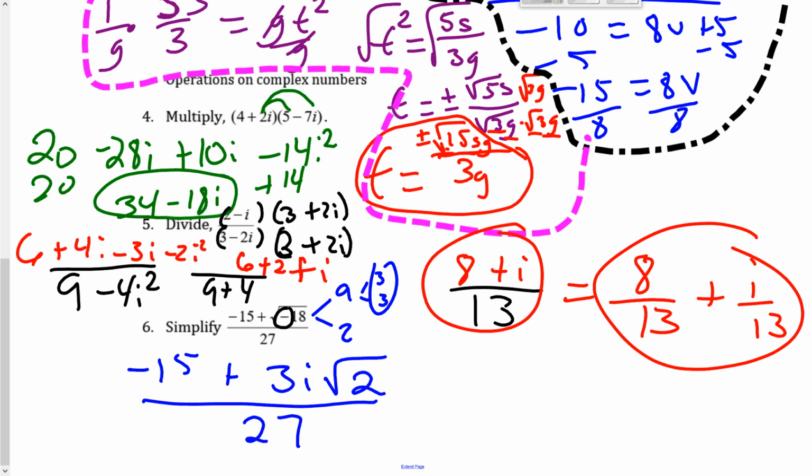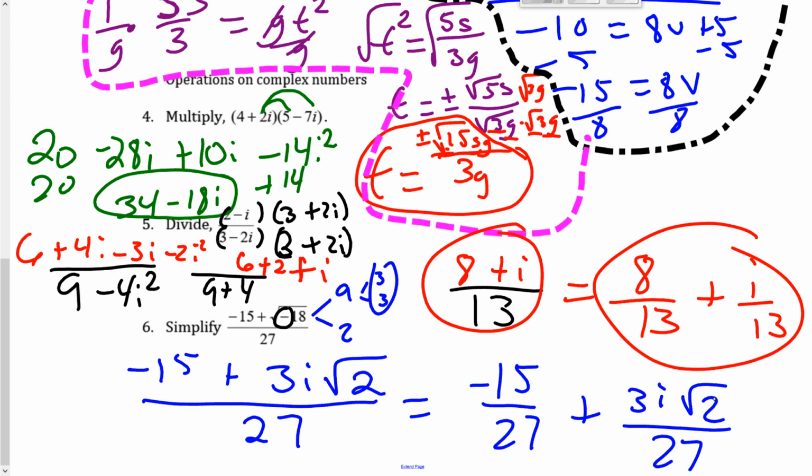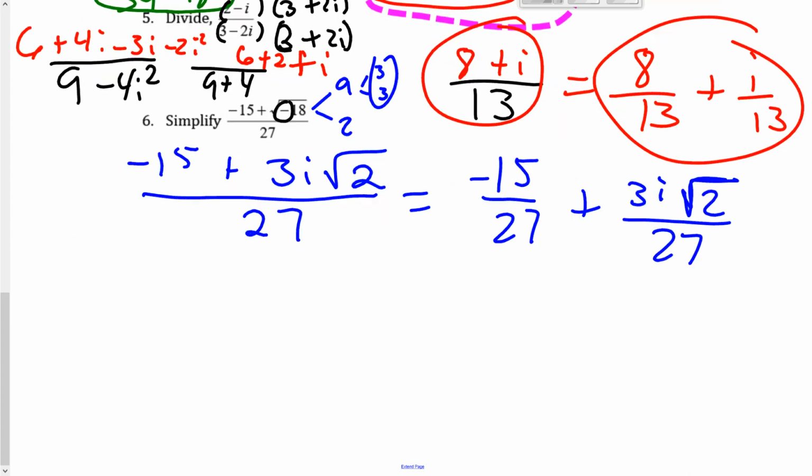I figure the best way to do this is to write this as 2 fractions. Because when you have 2 fractions, then you get to see if you can actually reduce anything. Now, I can't reduce anything inside the root with something outside the root. So I can never reduce something that's inside a root and outside a root. They both have to be on the outside. So now I can go ahead and reduce this negative 15 over 27 by 3. So I get a negative 5 over 9. And then here I can reduce it by 3 as well. So I get i root 2 over 9.